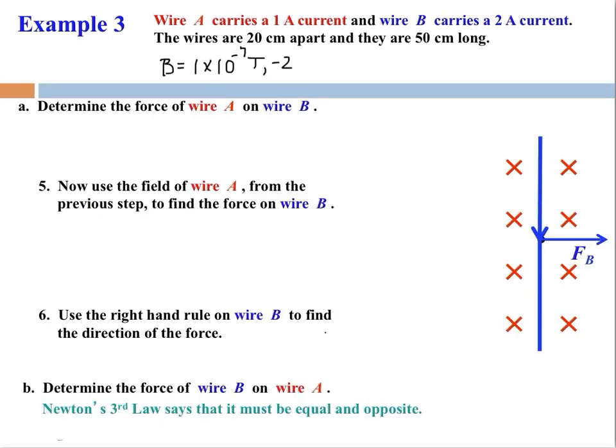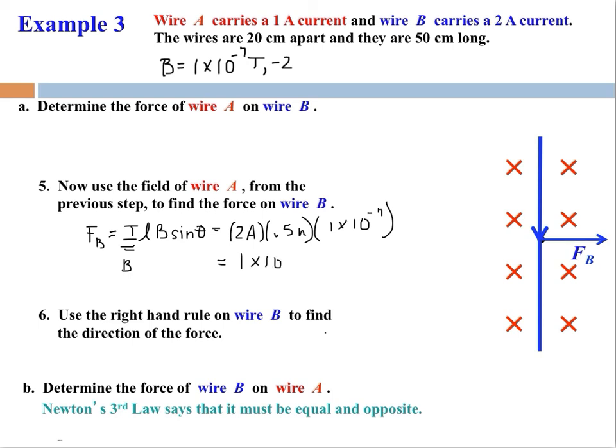So now that we know the strength of the field at point P, we can solve for the force on wire B. To do that, we simply use our new equation, which is I L B sine theta. In this case, they are already perpendicular to each other, so we just need to use the current of wire B. So that is 2 amps. The length of wire B is 50 centimeters long, so that's 0.5 meters. And the magnetic field is 1 times 10 to the negative 6. So that means that the force acting on wire B is 1 times 10 to the negative 6, and this is a force, so we're dealing in newtons.